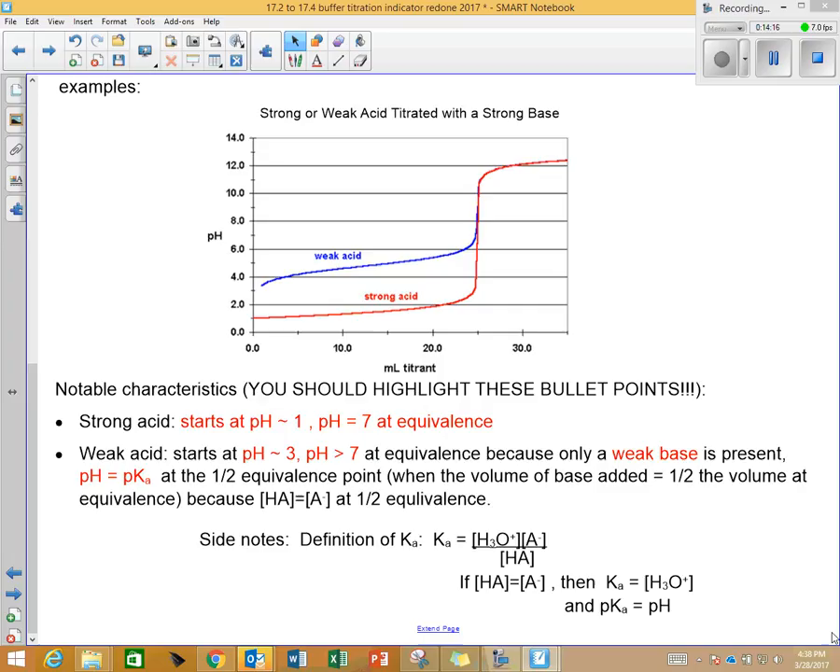This piece, you want to copy this down? This is explaining to you why the pKa is equal to the pH at half equivalence, and we will derive that HA is indeed equal to A minus at half equivalence in a moment.